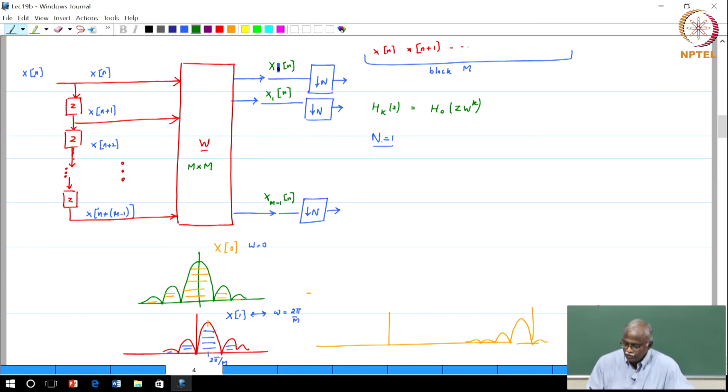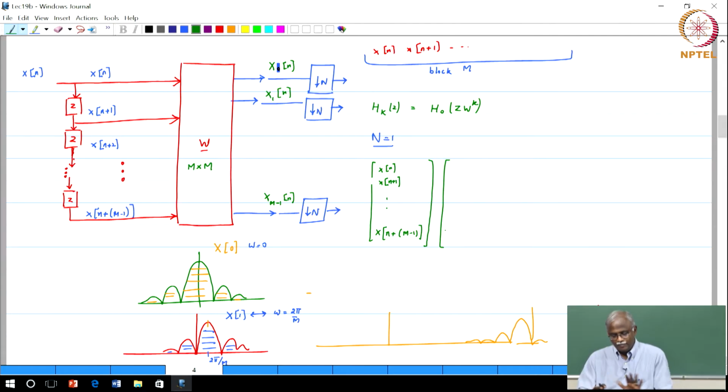Okay, so my first vector is as follows, x of n plus 1 dot dot dot x of n plus m minus 1. That is my first vector. Now without ignoring the downsampling, if I just asked you what is the next instant of time, what is the vector that is being introduced, you can write down, let me use a different color.